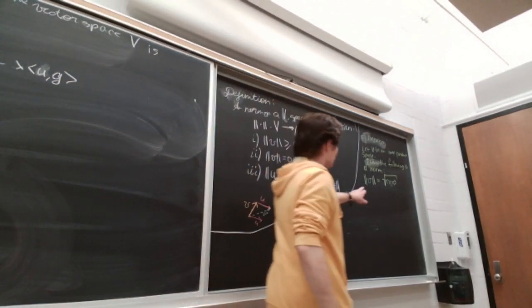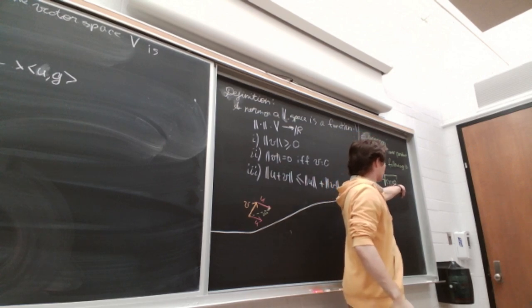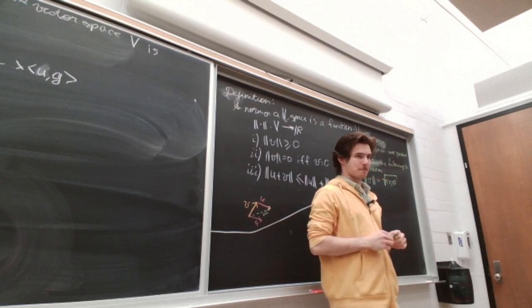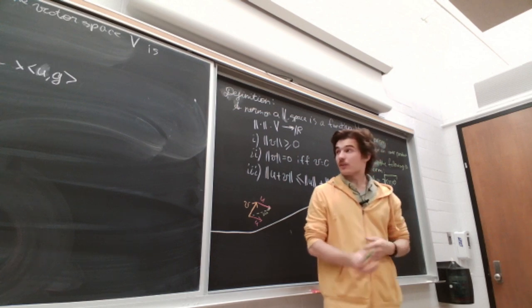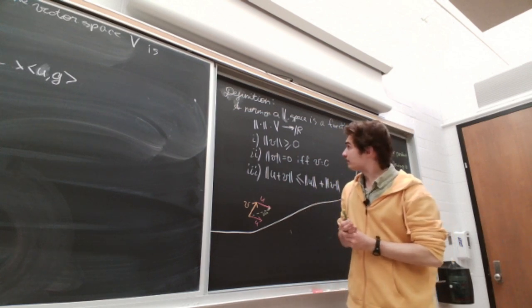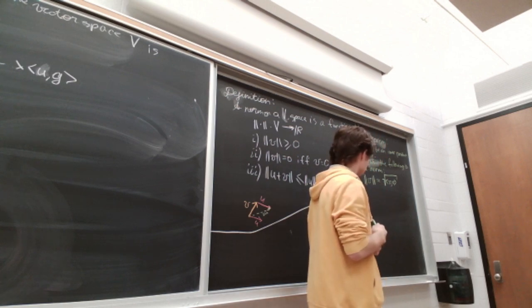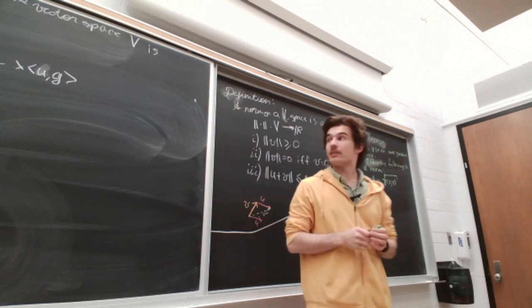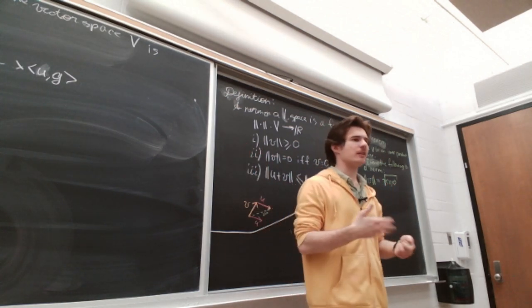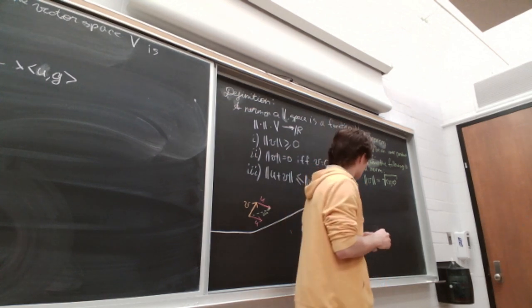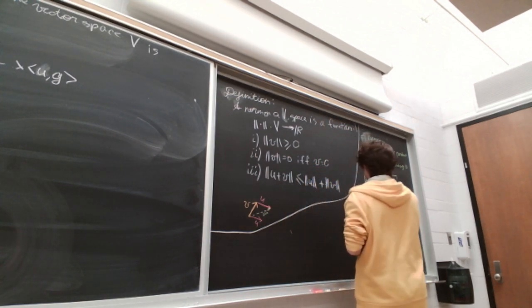So this is V, the norm of V is equal to the square root of the inner product of V and V. The point is that the inner product defines you some kind of norm for free. Okay, so let's look at the proof.